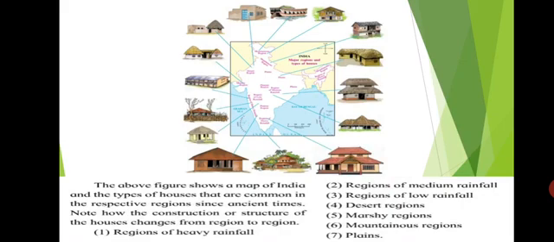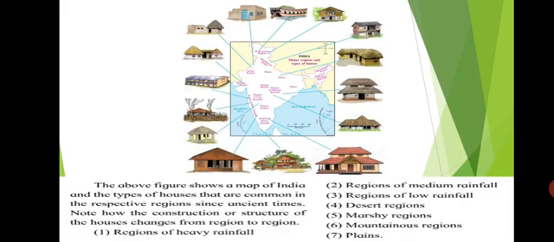The above figure shows a map of India and the types of houses that are common in the respective regions since ancient times. Note how the construction or structure of the houses changes from region to region. So, which different regions can you see in the map? Regions of heavy rainfall, regions of medium rainfall, regions of low rainfall, desert regions, marshy regions, mountainous regions, and finally plains.